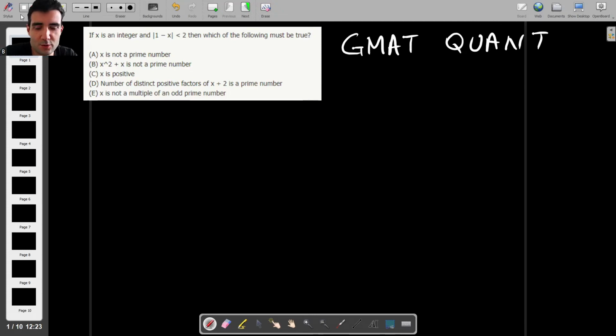Here's a very interesting question which was actually given in a GMAT quant exam, and it looks at an absolute value inequality.